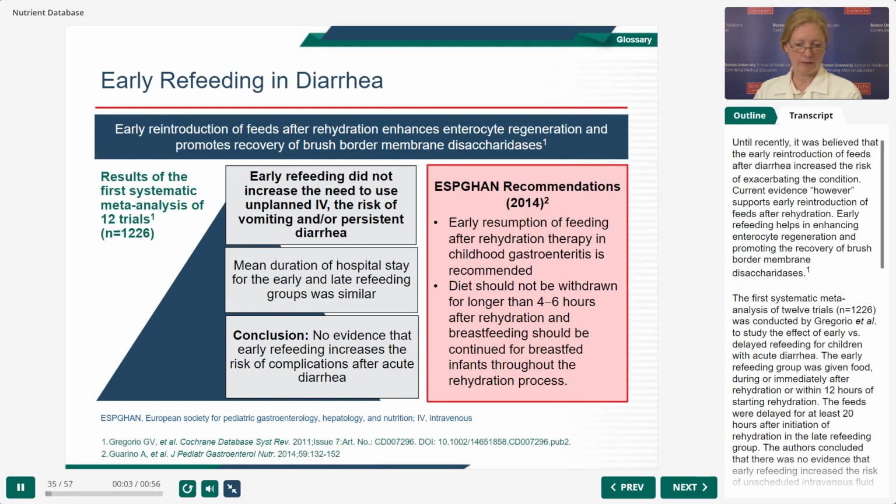Early refeeding is another thing that's very important during diarrhea. Why? Because it's going to improve regeneration of your cells, and it's going to improve the buildup of enzymes such as disaccharidases. So there was a systematic meta-analysis that was done and showed that actually there was no evidence that early refeeding was having adverse effects on diarrhea. ESPGHAN recommends early feeding during diarrhea, especially after rehydration therapy has been done, and recommends that diet not be withheld for more than 4 to 6 hours, and breastfeeding should be continued in children who are breastfed.